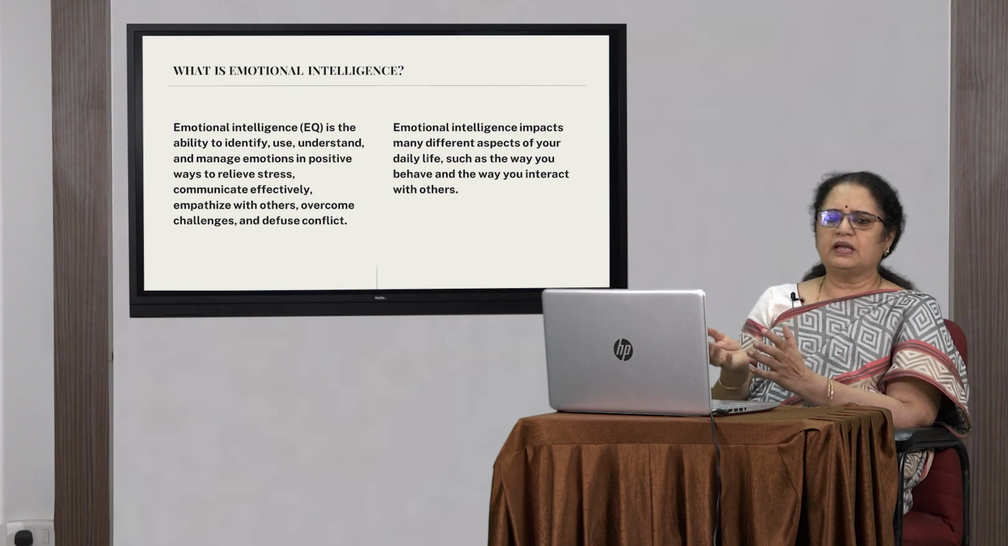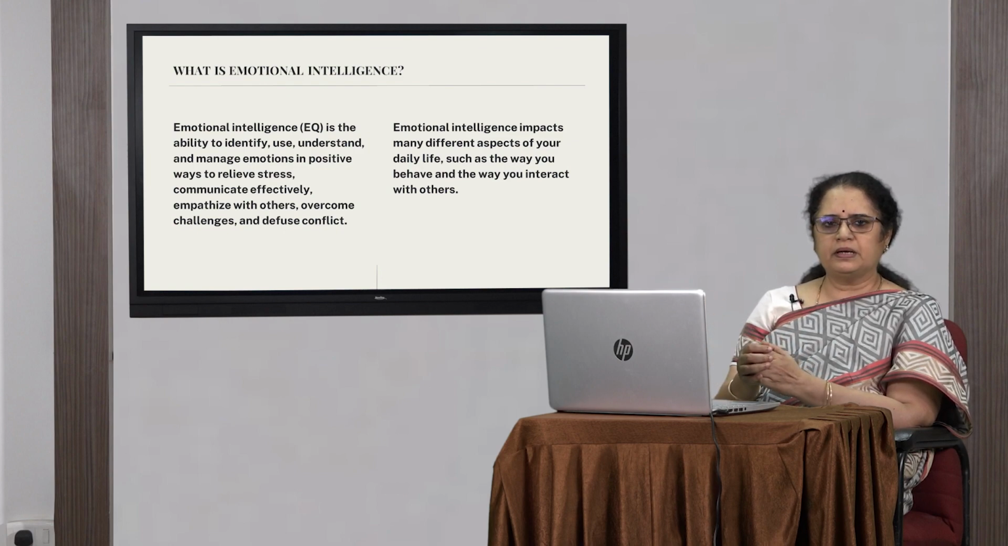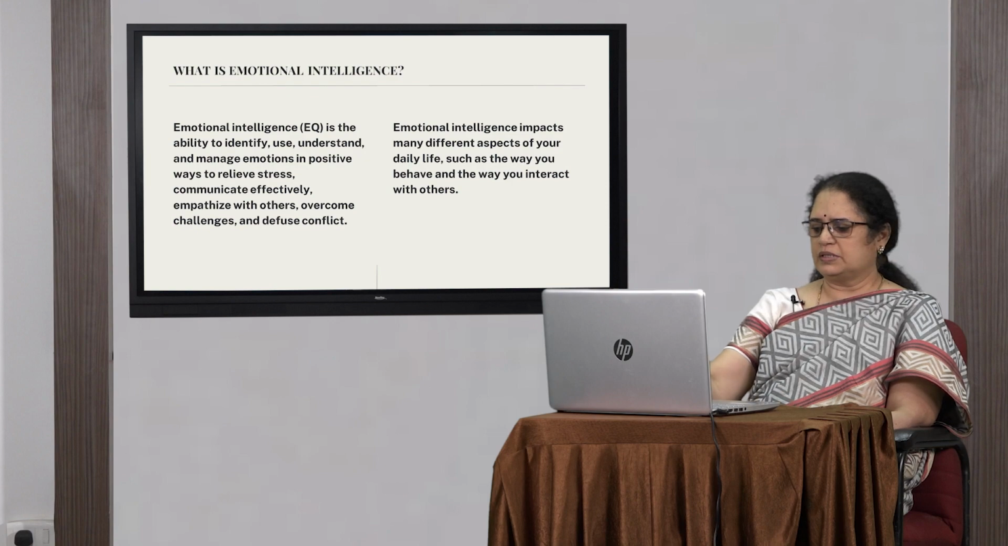So, the difference between IQ and EQ, we will go a little deeper later, is that intelligence is more or less constant for us throughout our age, but emotional quotient can be developed with proper practice and it can be improved. So, we will see how.